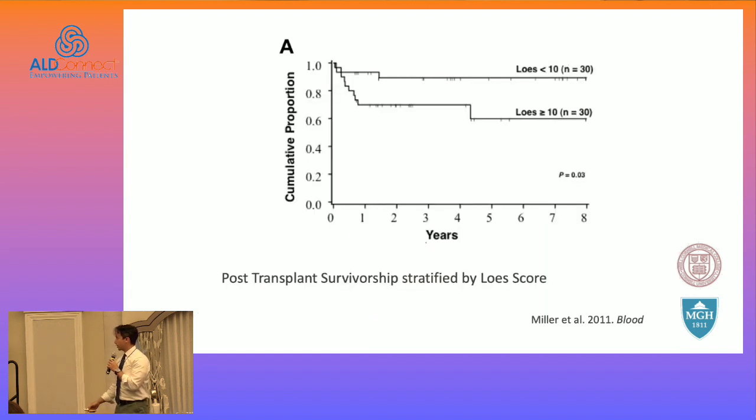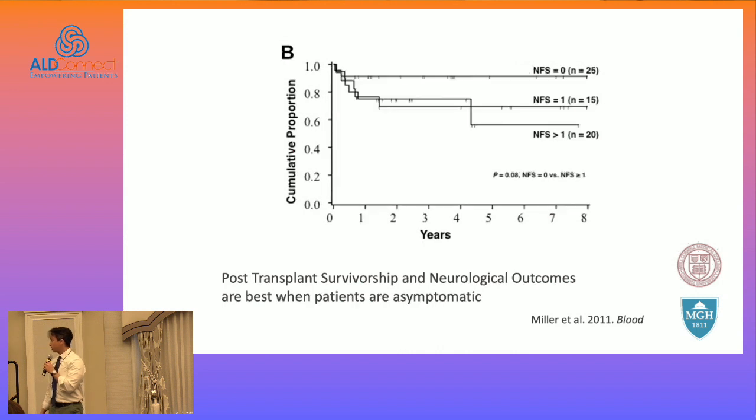So this is just data showing that post-transplant survivorship, if you stratify by LESS score, if you have a LESS score less than 10, you do very well. You survive. LESS score greater than 10, not so well. But the real driver for survivorship is symptomatology. Like I said, if you can transplant patients in the asymptomatic time period, survivorship is excellent. Once you get one or essentially greater than one deficit in, as they say, the train has left the station.